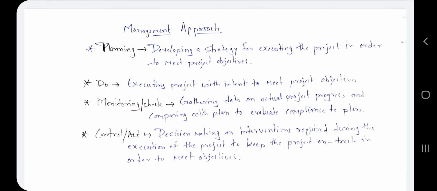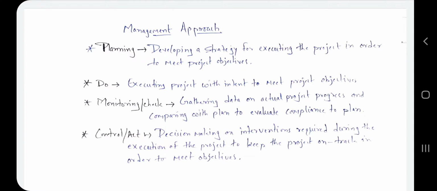So planning is developing a strategy for executing the project in order to meet project objectives. It means we have to make strategies to execute the project in a successful manner and achieve our main objectives. The second thing is do: executing the project with the intent to meet project objectives.